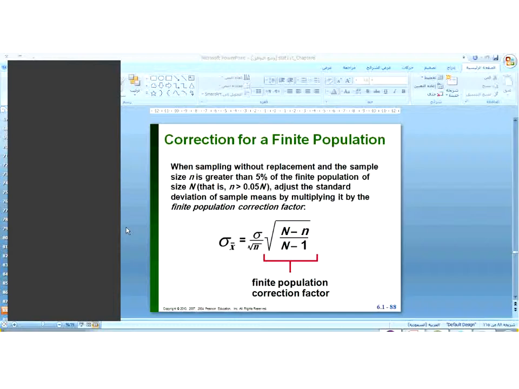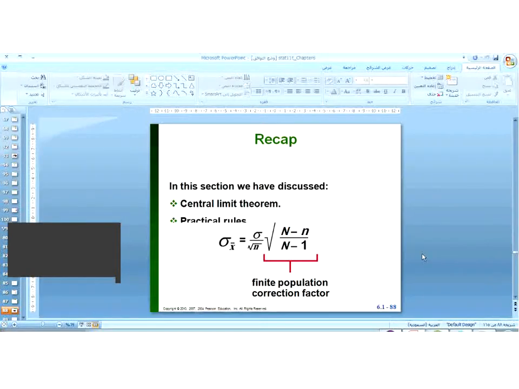So here's the correction for a finite population. If you have a finite population and the sampling was without replacement, and he asked you to find the standard deviation of the mean, we won't say it's just sigma over root n; multiply it also by the correction factor, which is root of N minus n over N minus 1. So if he asks you what is the standard deviation for the mean, I will use the original sigma over root n and multiply it by the correction factor.